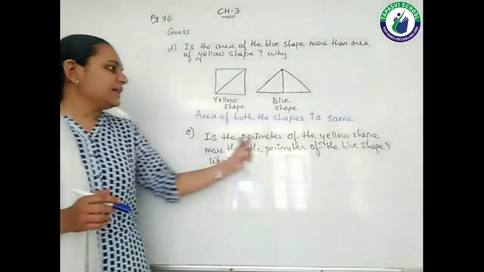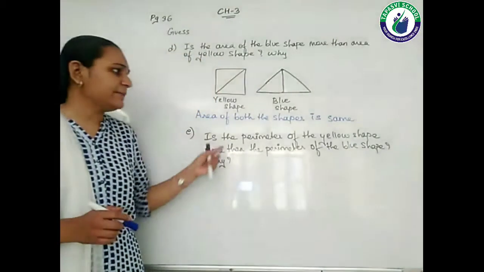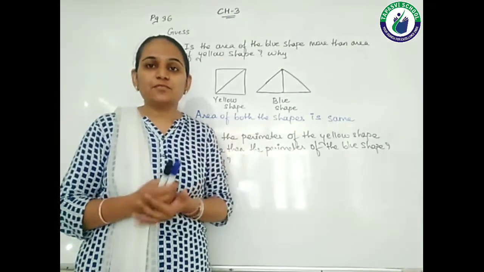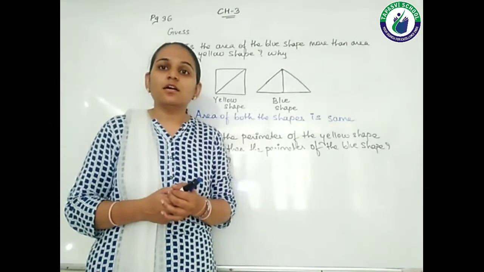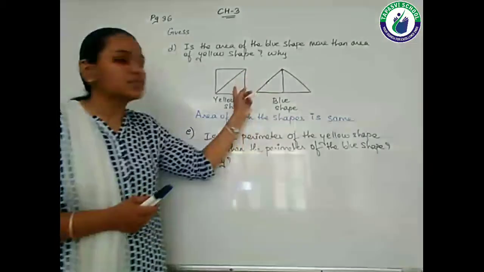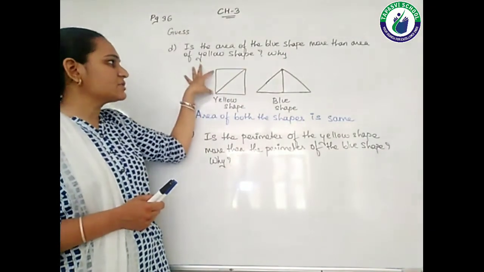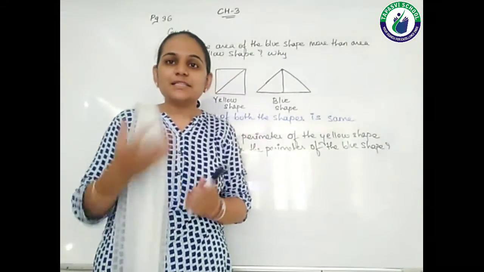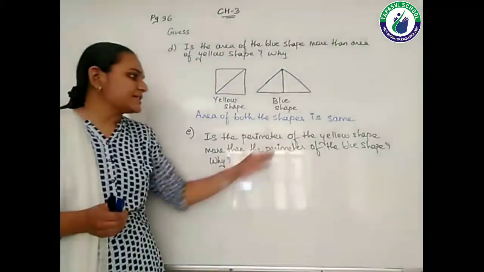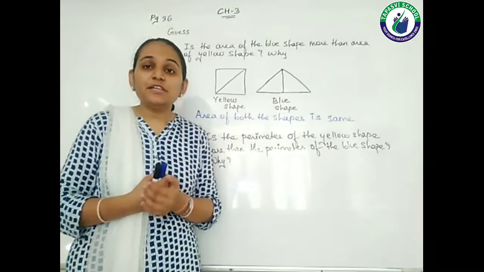Next one is: is the perimeter of the yellow shape more than the perimeter of the blue shape? Perimeter, students, I have already explained in the first lecture also. Perimeter means calculating the measurement of the sides and adding them. For example, if this square is there, take the measurement of this side, this side, this side, and this side. When you add them, the answer you get is called the perimeter, right? So perimeter means the boundary. Here they are asking whether the yellow shape has more than the blue shape, so we need to address this answer.